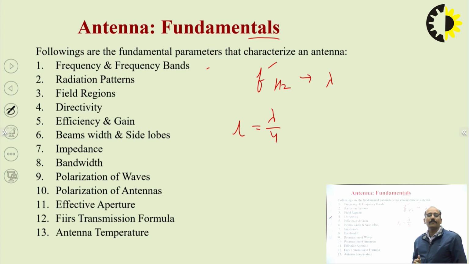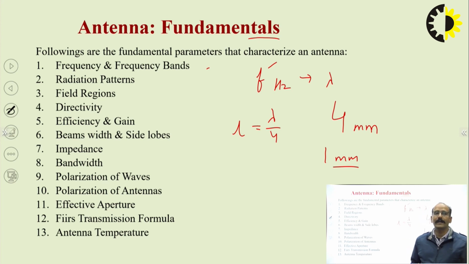So if we want to find the length of the antenna, then that length is equal to lambda by 4, meaning that is the minimum you require. If your signal wavelength is 4 mm, then the minimum antenna length required is 1 mm. So this is about the basic antenna designing.